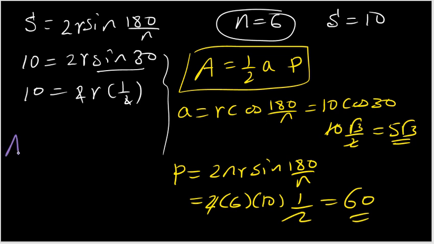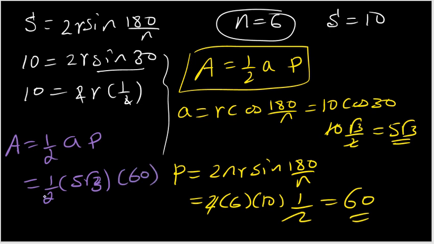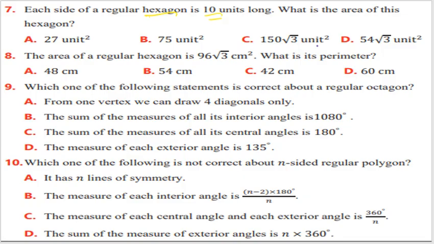So the area will be 1 over 2 times apothem times perimeter, that is half times 5 radical 3, the apothem, times the perimeter, which is 60. So 60 by 2 is 30, and 30 times 5 will be 150. 150 radical 3 will be the area, so the answer is going to be C.